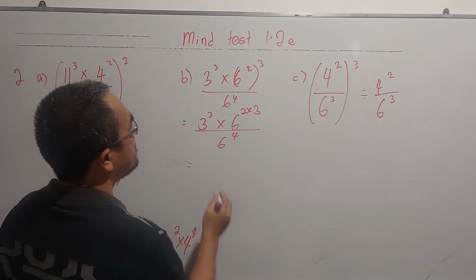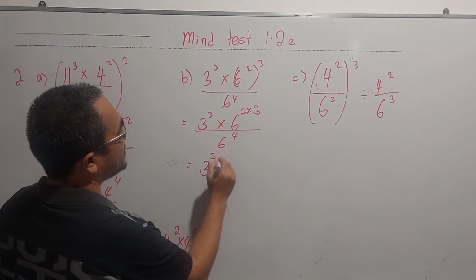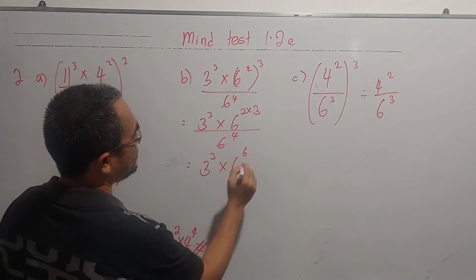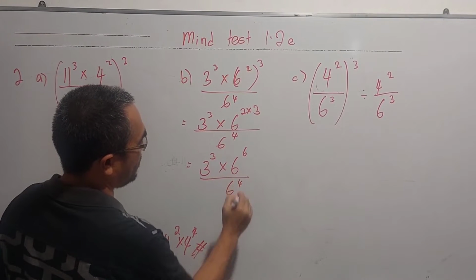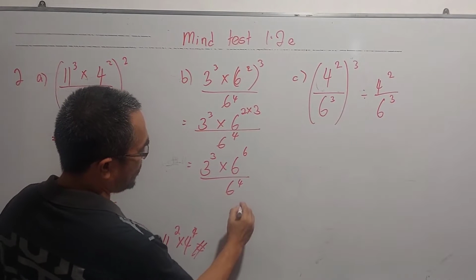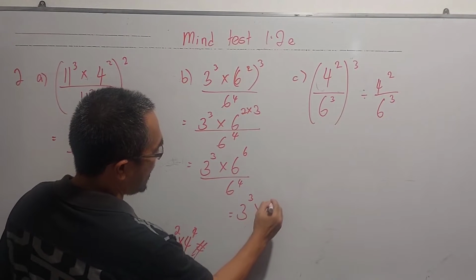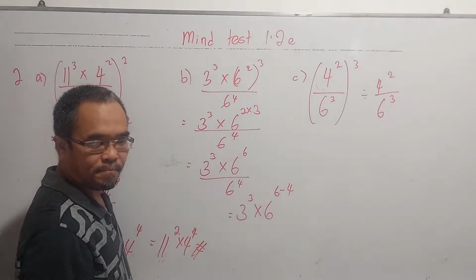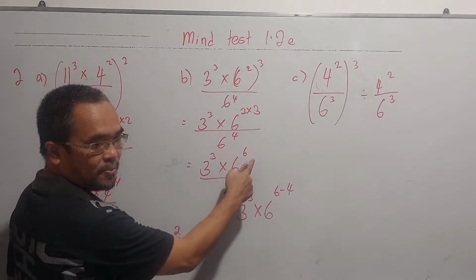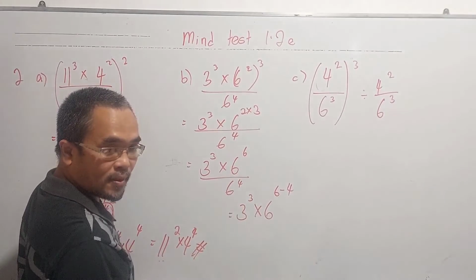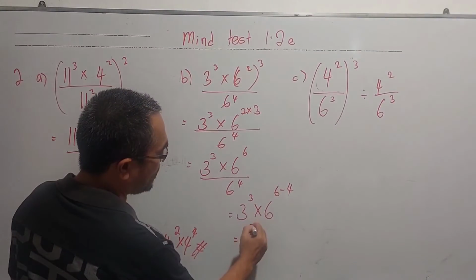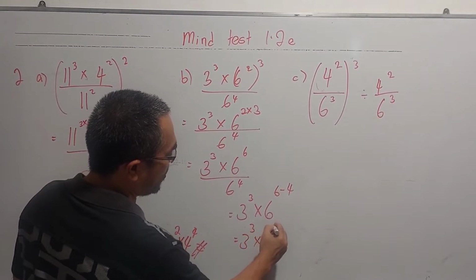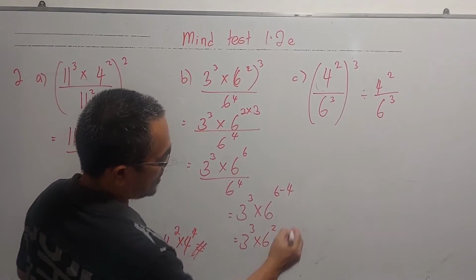So we have 3 to the power of 3, 6 to the power of 6 over 6 to the power of 4. And we have 3 to the power of 3 and 6 to the power of 6 minus 4. Understand? Because this is 6 to the power of 6, this is 6 to the power of 4. Okay, and then we have 3 to the power of 3 times 6 to the power of 2.